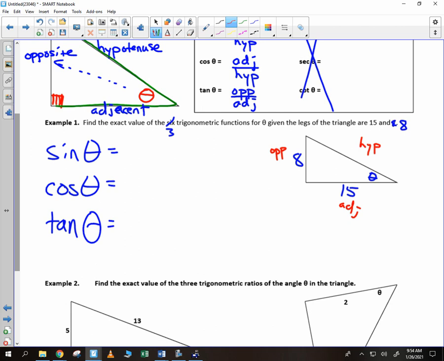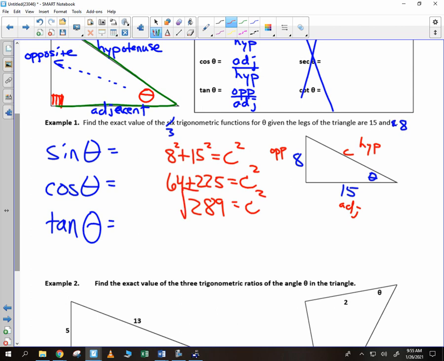A squared plus b squared is c squared. So we'll take 8 squared and add that to 15 squared, and that will produce for us c squared. 8 squared is 64. 15 squared is 225. That's equal to c squared. 64 and 225 make 289. As I take the square root of both sides, I get 17 is equal to c.